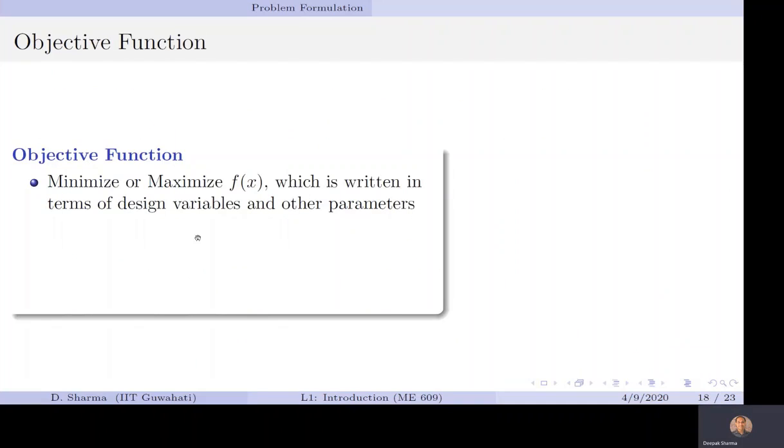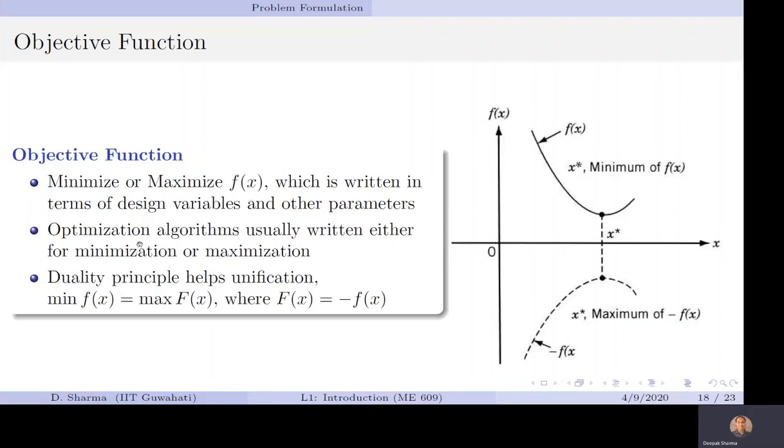Third is the objective function. The objective function can be minimization or maximization type. The constraint and objective functions are made of decision variables. Most optimization algorithms are designed for minimization. Suppose my problem is maximization, then how can I solve it? I can use the duality principle, which says that minimum of f(x) is equal to maximum of F(x), where capital F(x) is minus f(x). So if I just put a minus on f(x), the minimization problem is converted into a maximization problem.